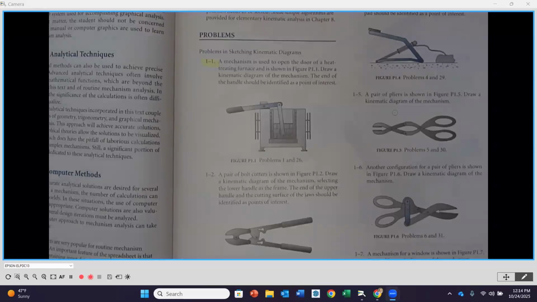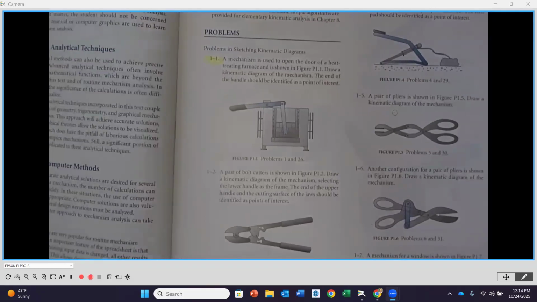Okay, so what I want to do is take the time to go through each one of the problems that you're assigned at the end of chapter one for this assignment number one, and hopefully answer any questions that you may have, or give you the opportunity to get specific about some items.